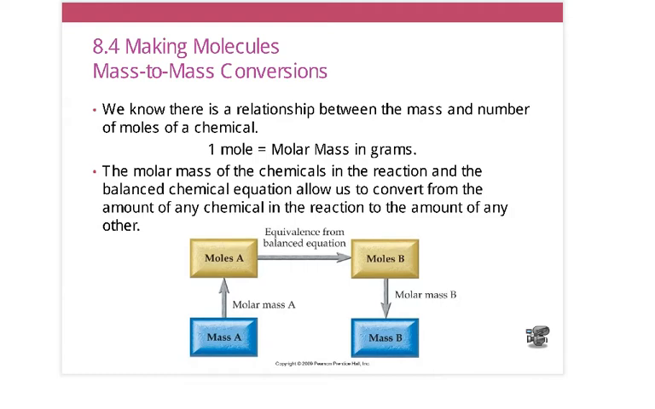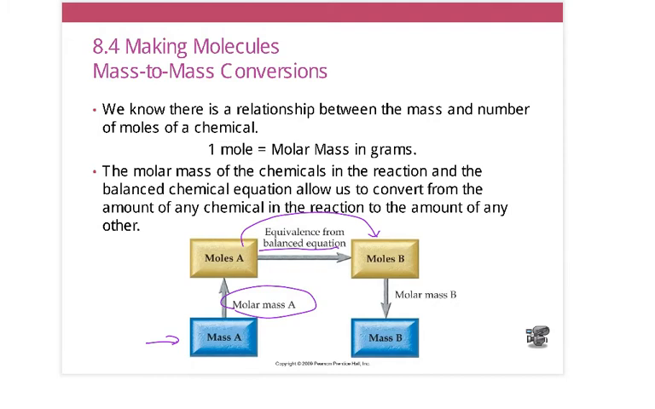And this tells us that if we started out with mass A, then we can convert to moles of A using the molar mass of A, and then we can use our balanced chemical equation to go from moles of A to moles of B. And this is the key point here, the balanced chemical equation. We use the coefficients from there to figure out moles of A to moles of B.